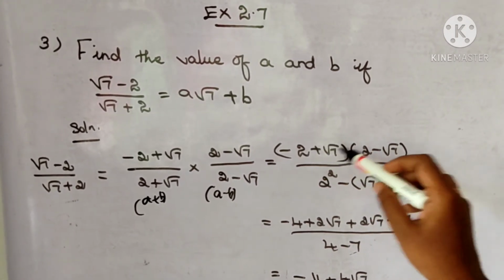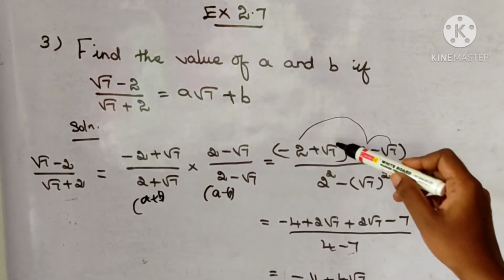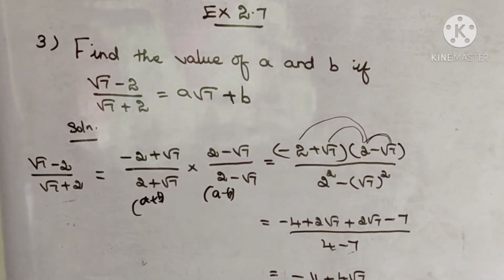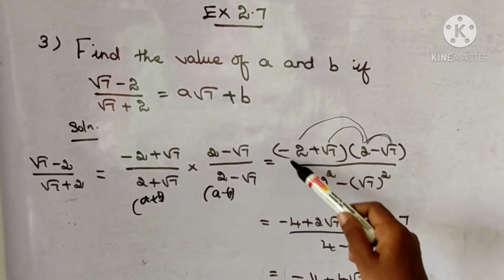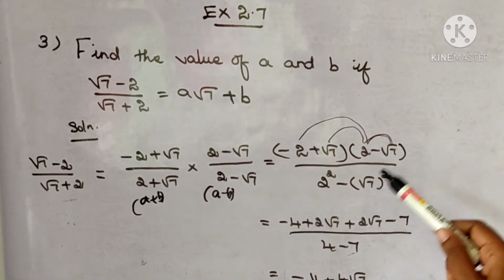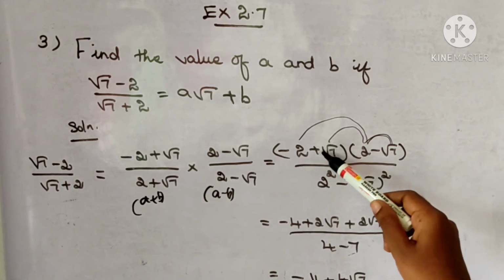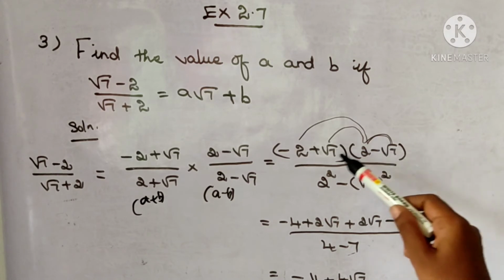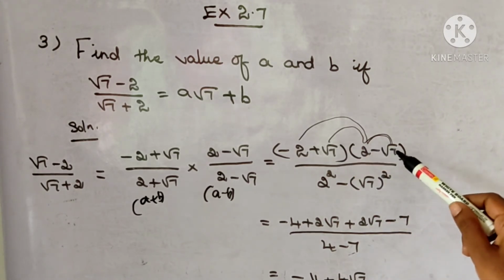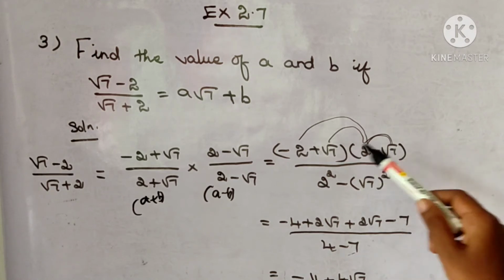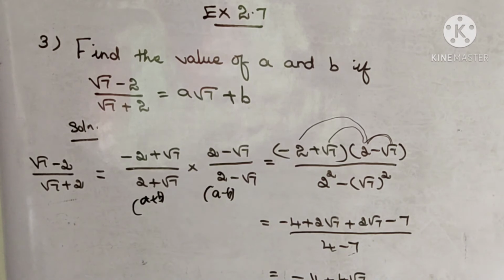In the numerator, the two terms are different. So you multiply minus 2 into these two terms and root 7 into these two terms. So minus 2 into 2 is minus 4 and minus 2 into minus root 7, minus into minus we get plus 2 root 7. Then multiply root 7 into these two terms. So root 7 into 2 is 2 root 7. And root 7 into minus root 7: root 7 into root 7 we get 7, here negative sign, so write minus 7.